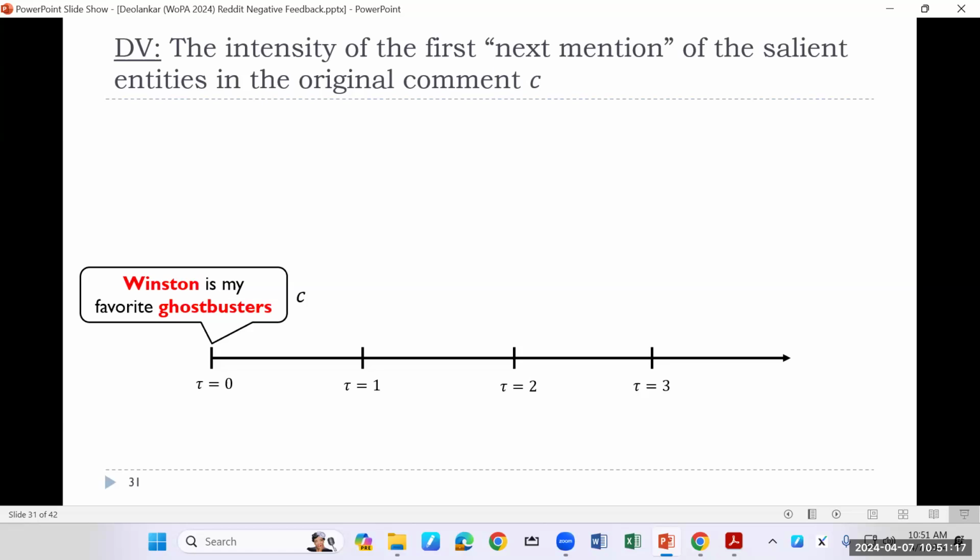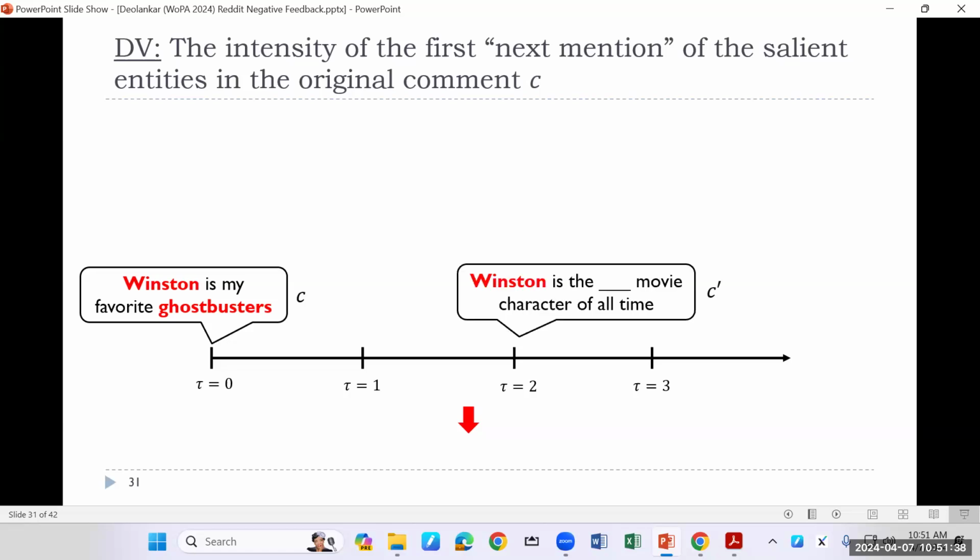If the user says Winston is my favorite Ghostbuster, and remember I said that a key feature of our data is we observe how the score of this comment fluctuates over time. So we observe how the score fluctuates between tau equal to 0, tau equal to 1, tau equal to 2, and so on. And let's say that we observe that this particular comment experiences a decrease in score, meaning it gets negative feedback, and this individual says something about Winston just the next day or just after that score decrease, we want to see how they talk about Winston. Do they say he's the best movie character of all time, or do they moderate themselves?